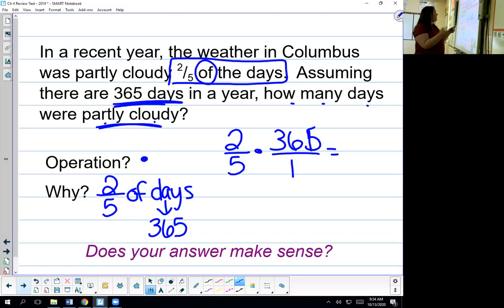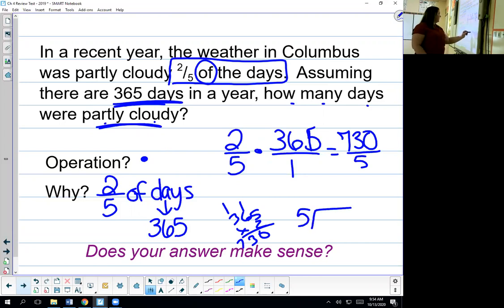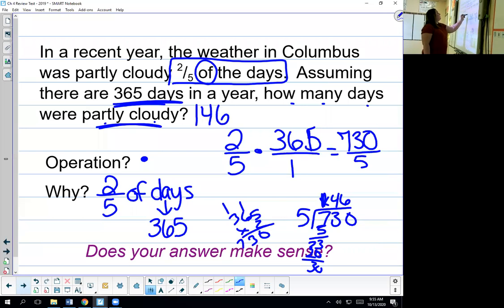Or you can just multiply the tops and multiply the bottoms. Here we do 365 times 2. I got 730 cut into 5 pieces. Now it should be a whole number. I got 146 days are partly cloudy. That's reasonable, because I can't have a number larger than 365.